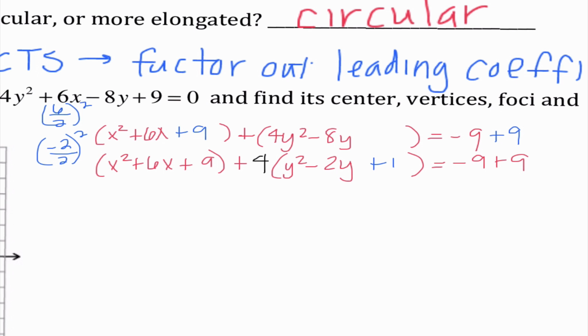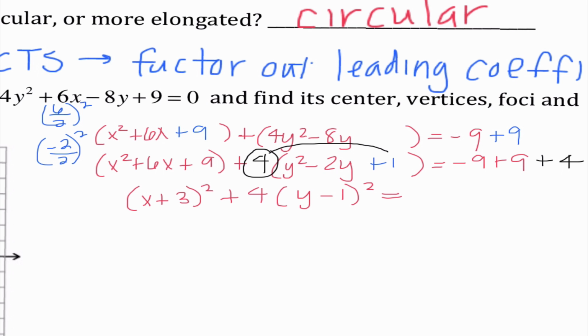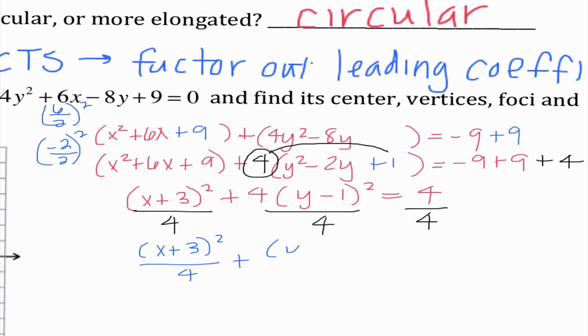So I'm adding 1. Now, when I balance this equation, the thing I need to remember is this is like 4 times 1, so I need to add 4 to the other side. So now when I factor this, I get (x plus 3) squared plus 4 times (y minus 1) squared equals 4. Now I need to get that 4 equal to a 1, so I'm dividing each term by 4. And I get (x plus 3) squared over 4 plus (y minus 1) squared over 1 equals 1.